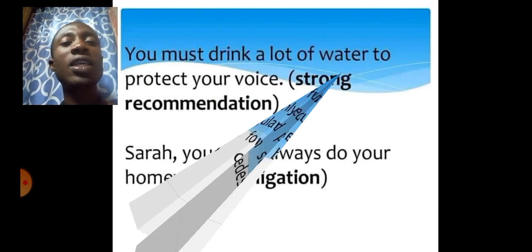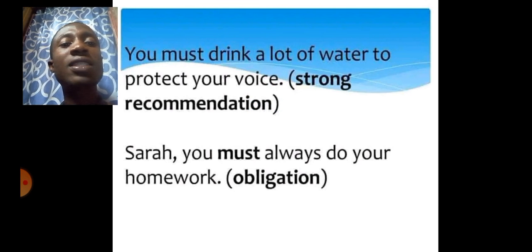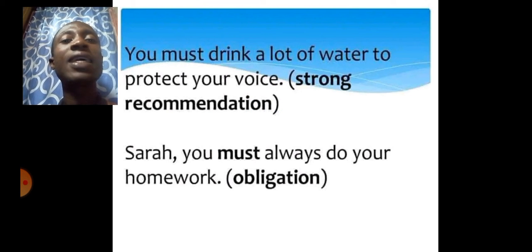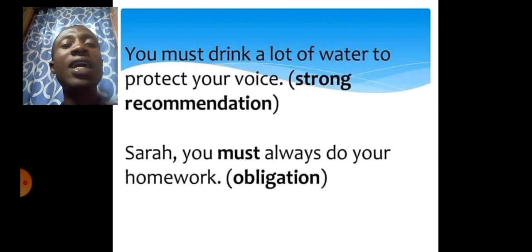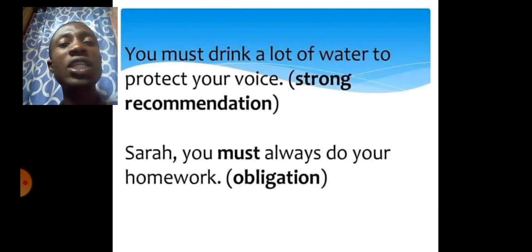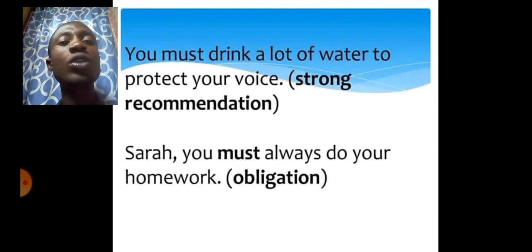Let us look at the use of must as an auxiliary verb. Must is used to indicate a strong recommendation or possibility. Consider the sentence: You must drink a lot of water to protect your voice.